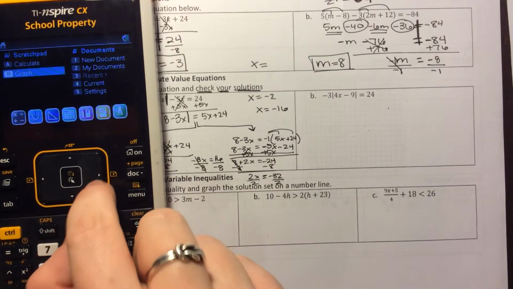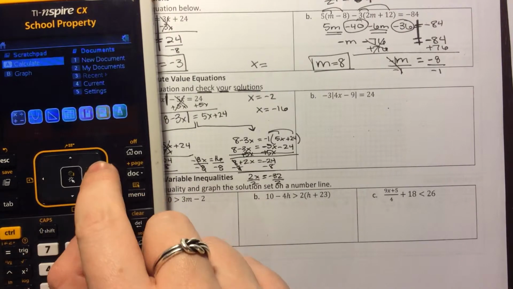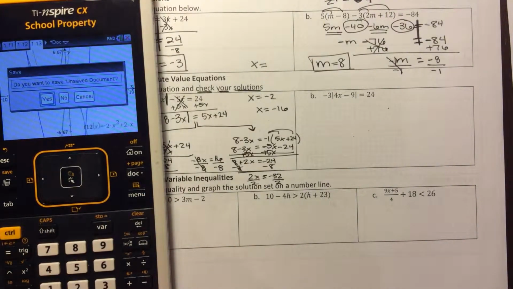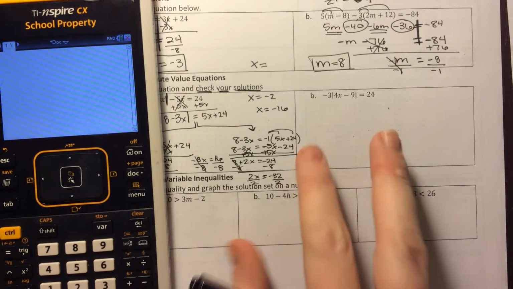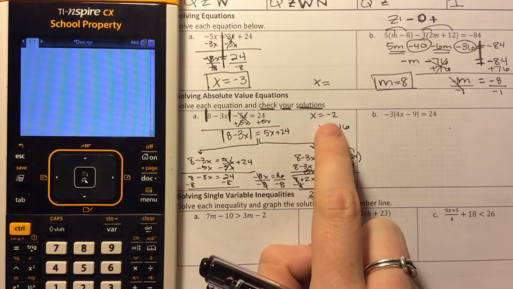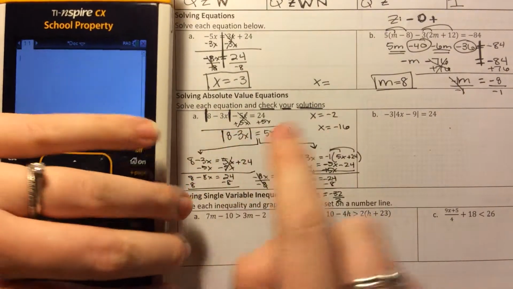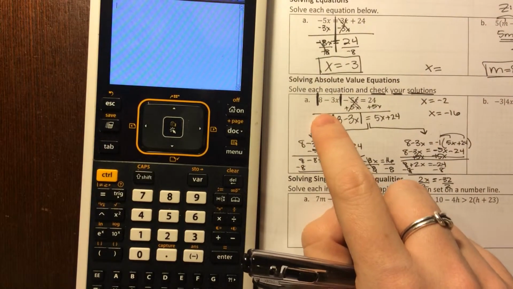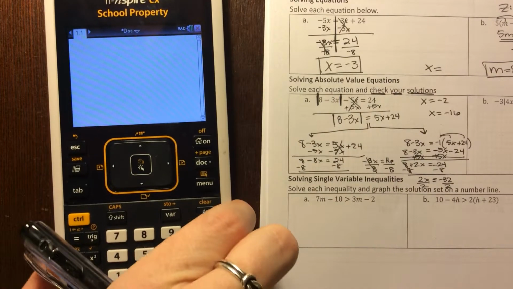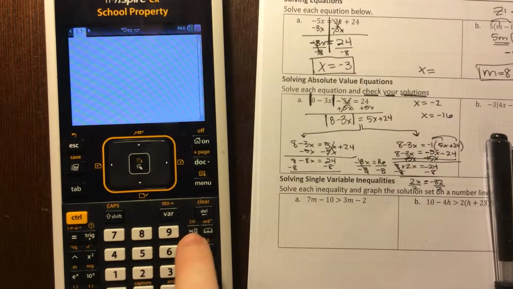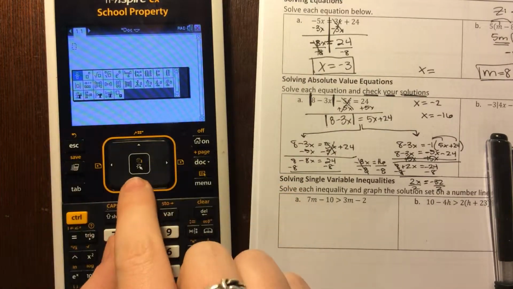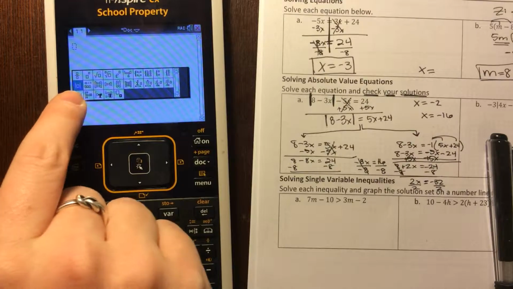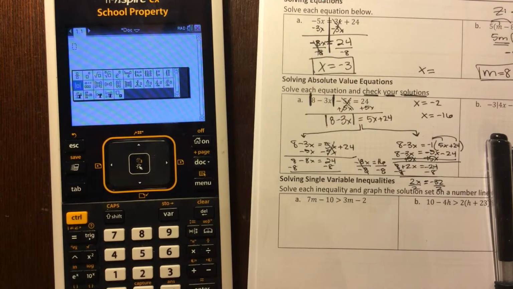So if I went to a new document on my calculator and asked for a calculate page, I would plug in negative 2 into my calculator. I'm going to take the absolute value of 8 minus 3x. So this is what I'm going to do. Your absolute value button is right here next to the 9. If you click on this, yours is probably highlighted on the fraction. You can go down one.